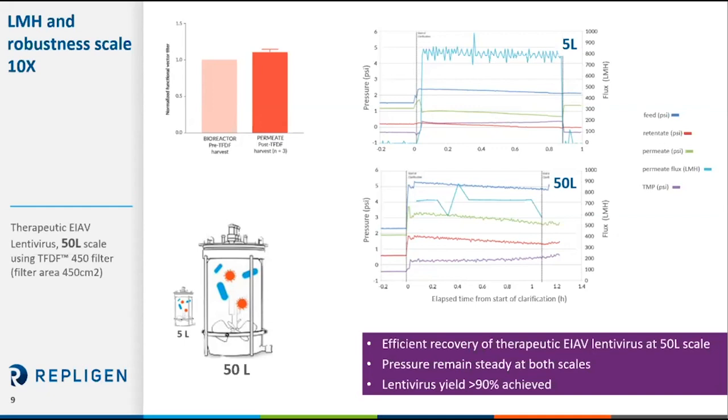So the TFDF filter sizes are available at larger sizes, such that volumes of 200 liters and 500 liters, even up to 2,000 liters are feasible with the TFDF technology. So yes, it's scalable, which will also really help you in your increase in productivity.